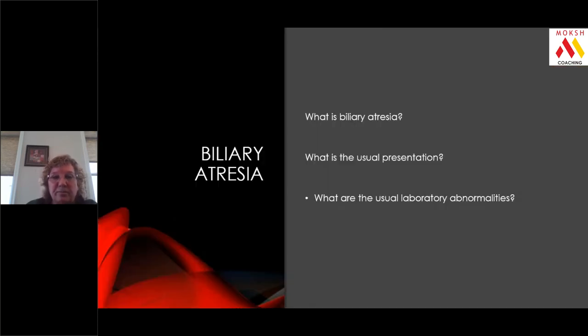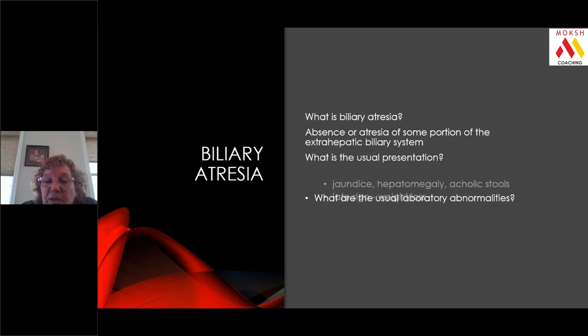Biliary atresia is the next one. This is another big one. The reason you have to know this one is because this is a disease process that, if missed, has very, very bad consequences for the neonate. So this is going to be absence or atresia of some part of the extrahepatic biliary system. What they usually present with is jaundice, hepatomegaly, and white stools or acholic stools.